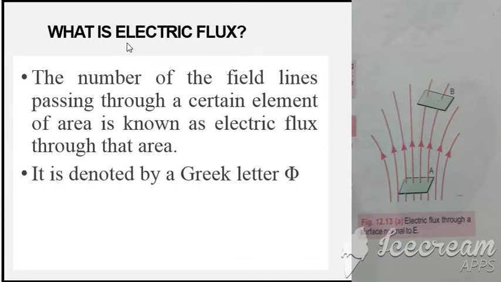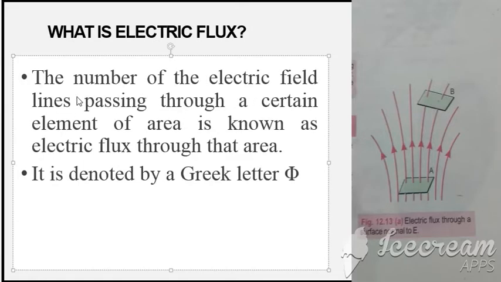So by electric flux, we mean the number of electric field lines passing through a certain element of area is known as electric flux. Here, the number of electric field lines passing through a certain element of area is known as electric flux through that area, and it is denoted by the Greek letter phi.